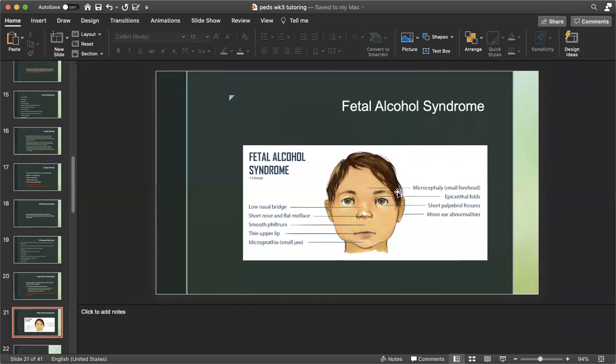So this is what children with fetal alcohol syndrome will kind of look like. So they'll have that low nasal bridge, the short, flat midface, a really thin upper lip, a small jaw, microcephaly, remember, small head, the epicanthal folds, and then some small ear abnormalities.